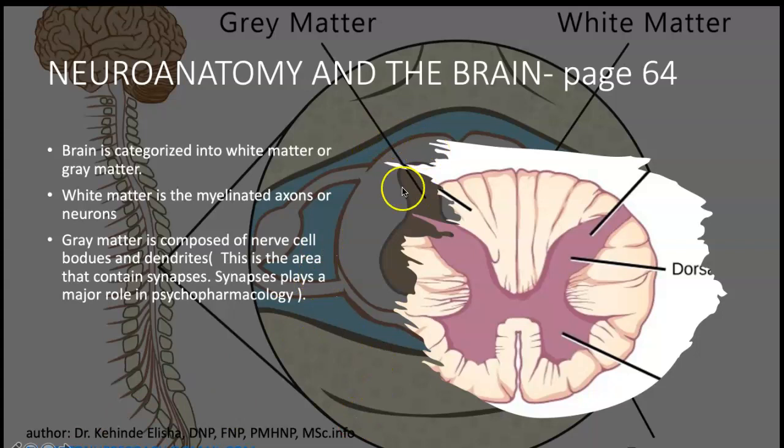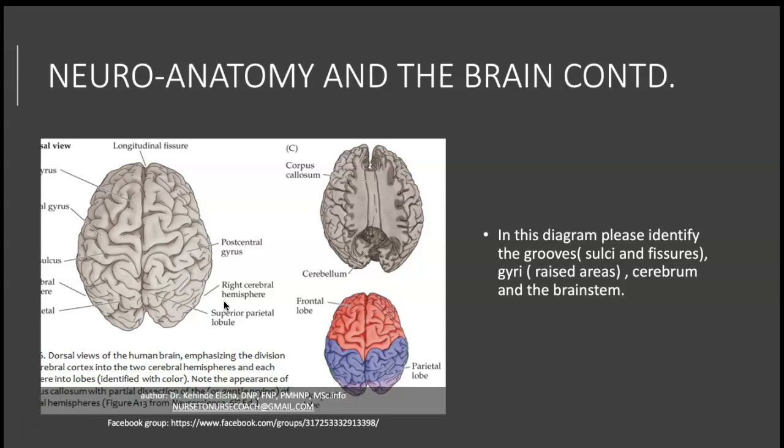The neuroanatomy of the brain. On page 64, your book talks about the gray matter and the white matter. The brain is categorized into white matter or gray matter. White matter is myelinated axons or neurons. The gray matter is composed of the nerve cell bodies and dendrites. This is the area that contains the synapses. Synapse plays a major role in psychopharmacology. This is just to isolate or show the grooves and the gyri. When you think about the grooves deep down, they contain the sulci and the fissures. For the gyri, think of something rising up: they are the raised areas of the brain tissue.